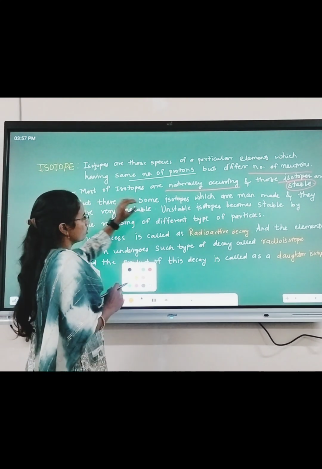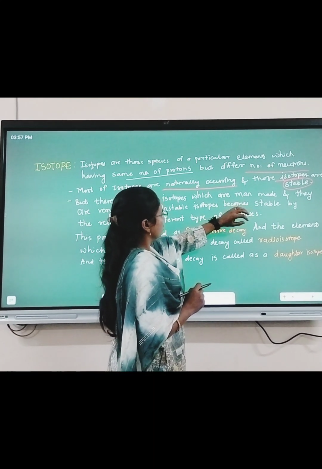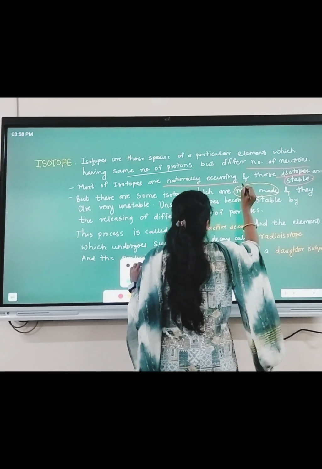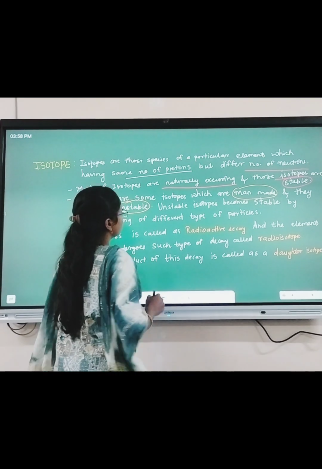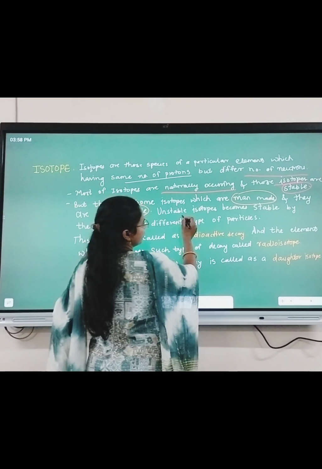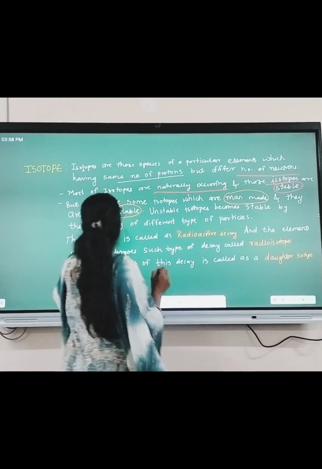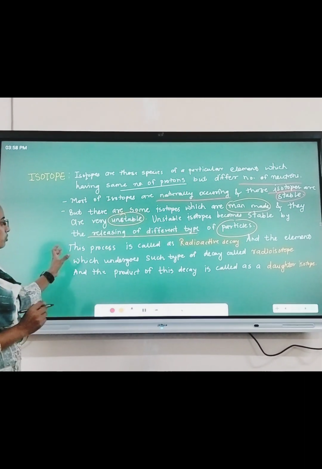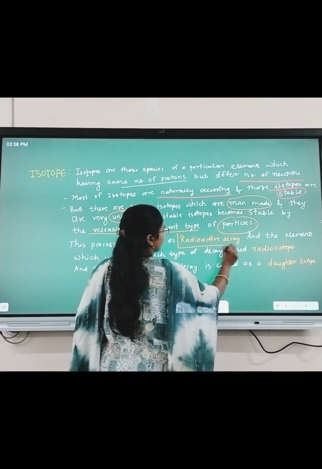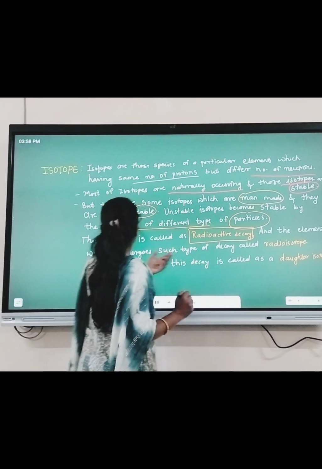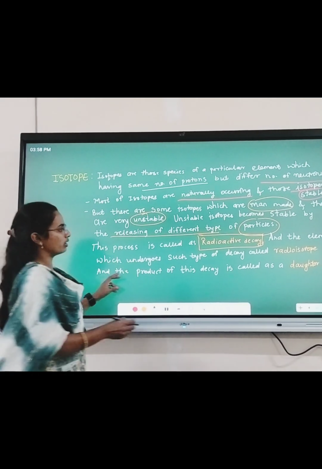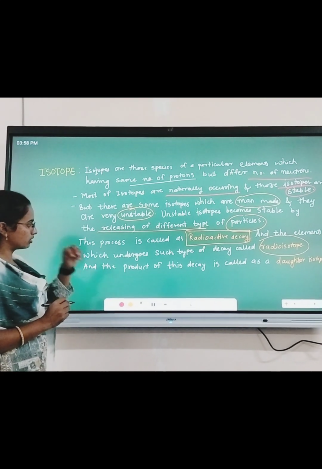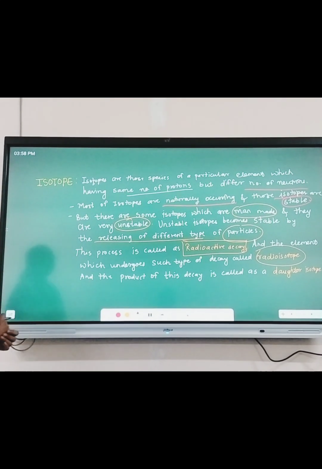But some isotopes are man-made or human-made, and these man-made isotopes are very unstable. So unstable isotopes become stable by releasing different types of particles, and this process is called radioactive decay. The element which undergoes such a decay is called a radioisotope, and the product of this decay is called the daughter isotope.